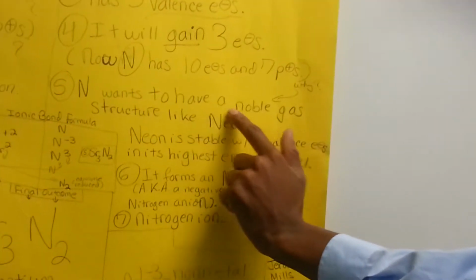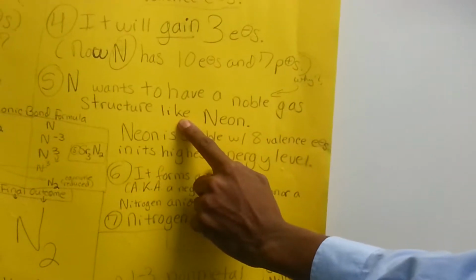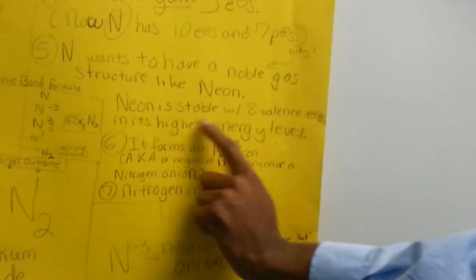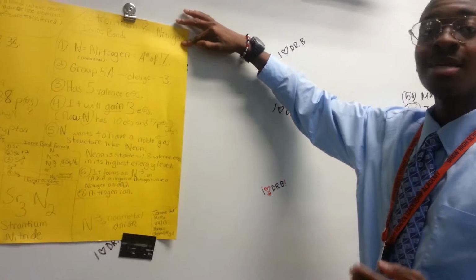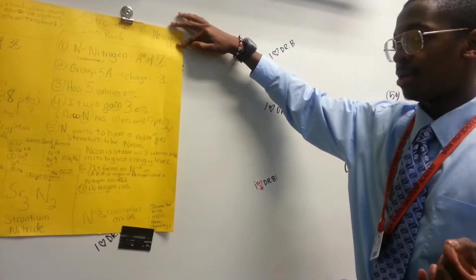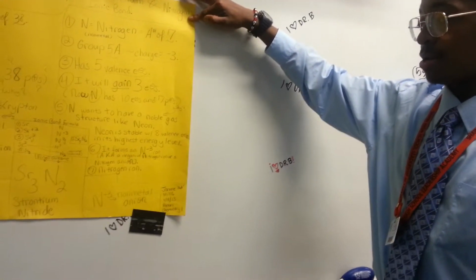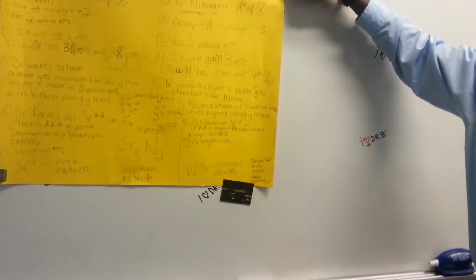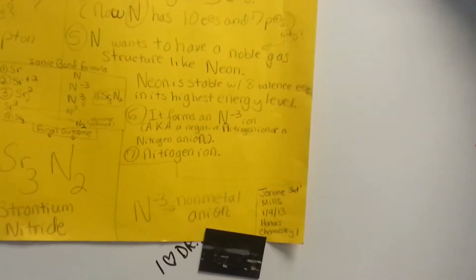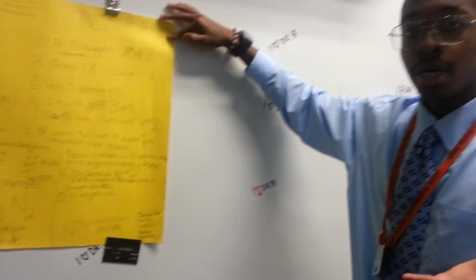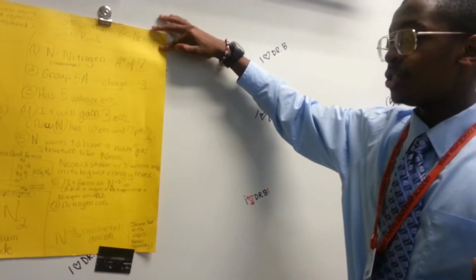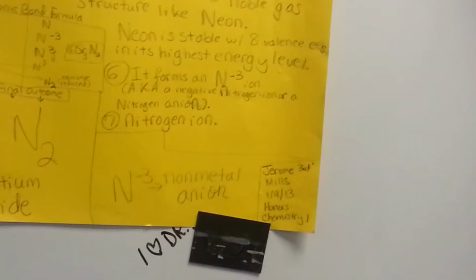Nitrogen wants to have a noble gas structure like neon, step 5. Neon is stable with 8 valence electrons in its highest energy level. Step 6, it forms an N-3 ion. This is also known as a negative nitrogen ion or a nitrogen anion or a non-metal anion because nitrogen is a non-metal and it's also an anion because it's a negative ion.